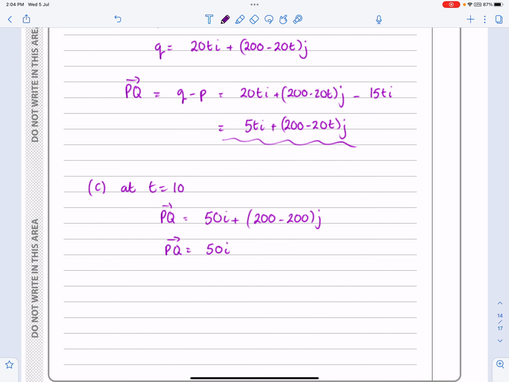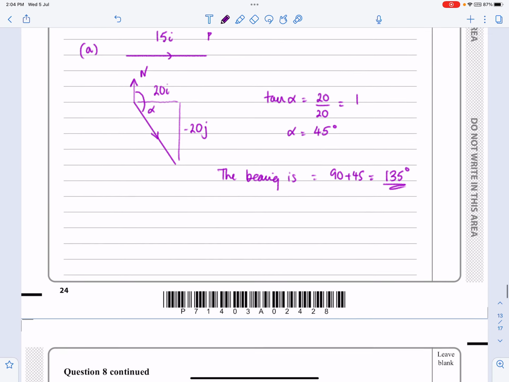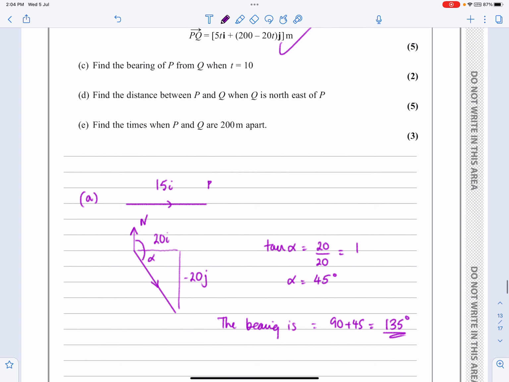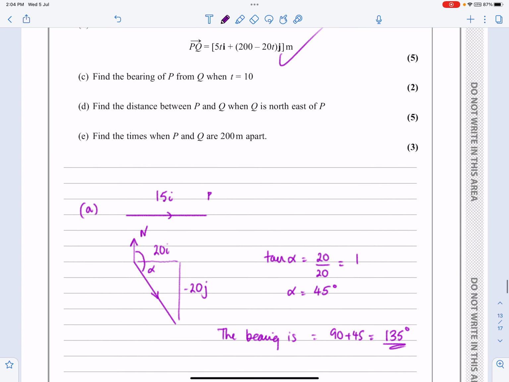Well, if PQ is 50i, that's just going straight across. So if that's going straight across, we have that situation for PQ. Let's just go back and check what they're asking for. They want the bearing of P from Q.